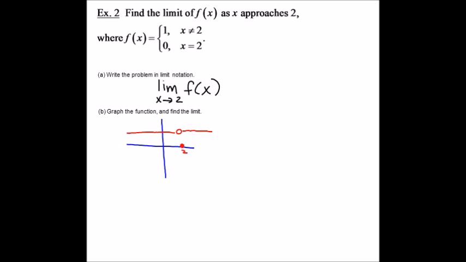imagine picking x values close to 2, such as 2.1, 2.01, 2.001, and so on. The corresponding y values would be 1 each time. Repeating this for the numbers to the left of 2, such as 1.9, 1.99, 1.999, the same thing happens. So the limit of f of x as x approaches 2 for this function is 1.